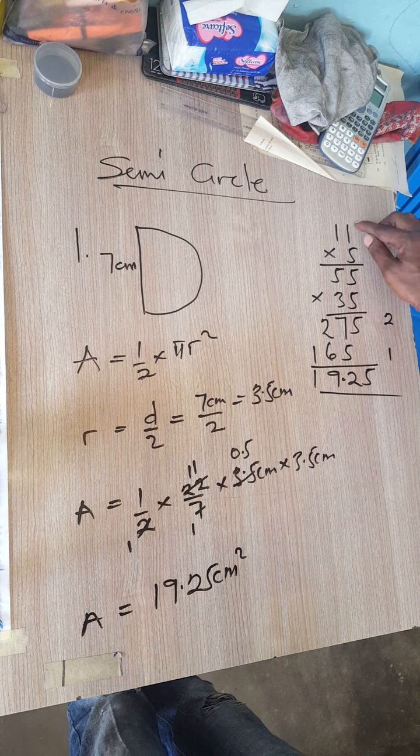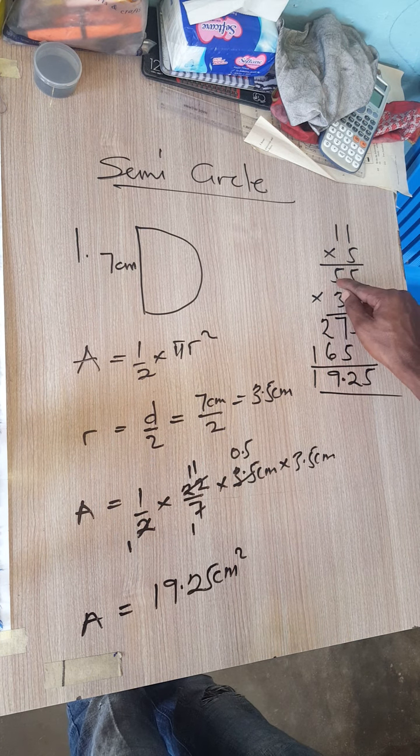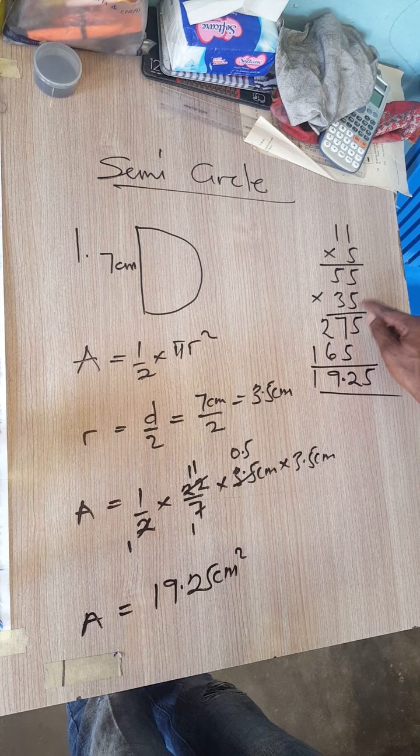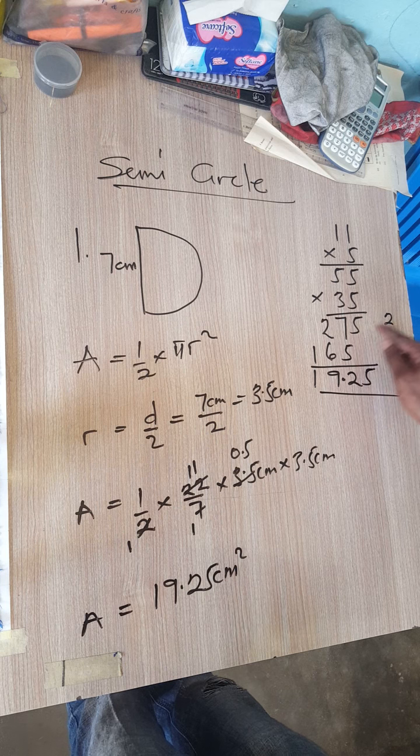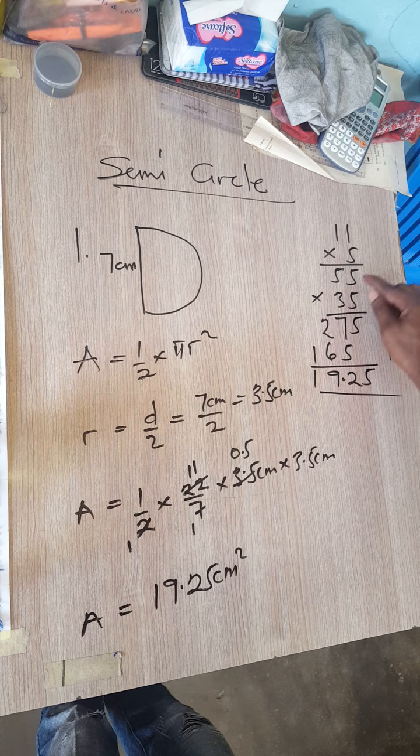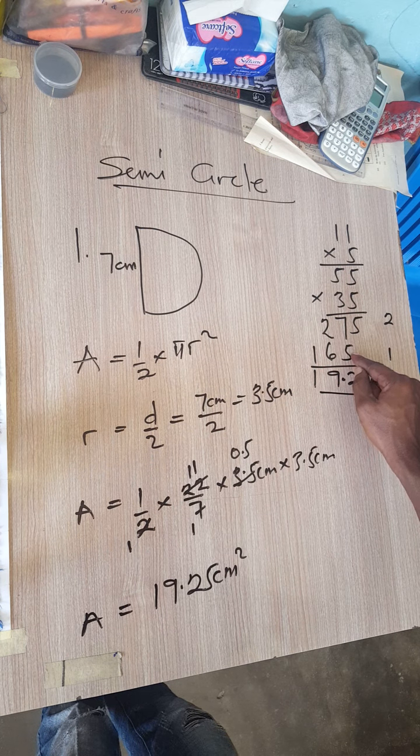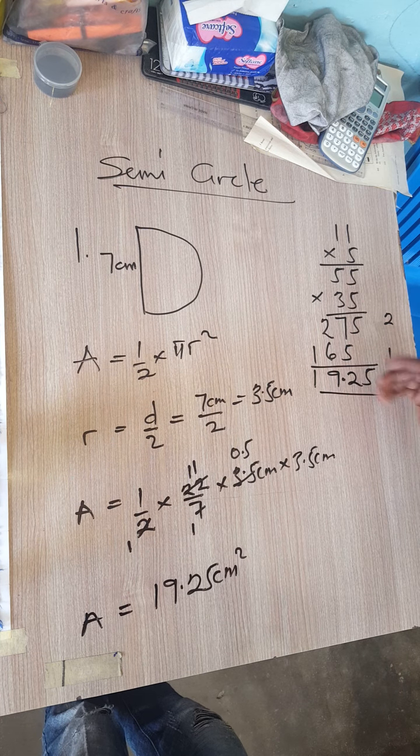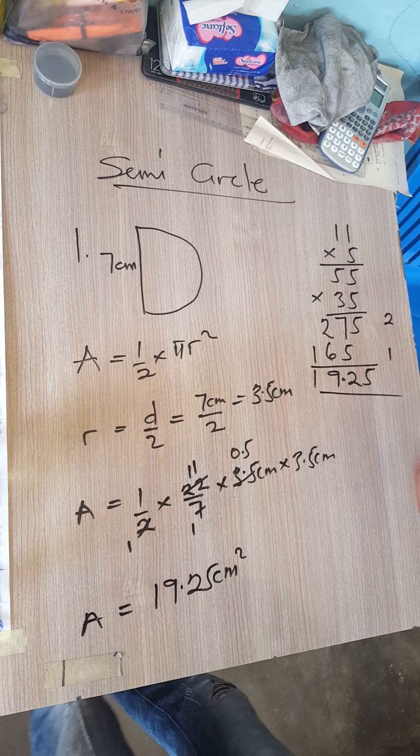So I have 5 times 1 is 5, 5 times 1 is 5, times 3.5. Now 5 times 5 is 25, remember 2. 5 times 5 is 25 plus 2 is 27. 3 times 5 is 15. And we put 5 down, remember 1. 3 times 5 is 15 plus 1 is 16. When you add, you get 19.25.